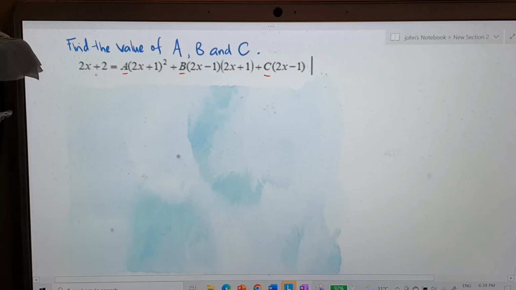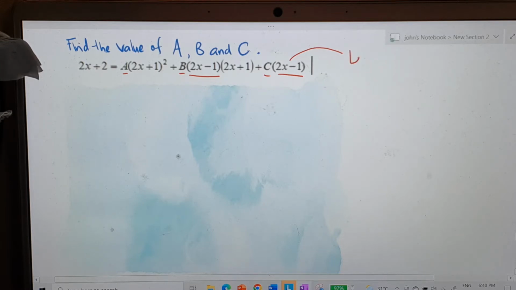Okay, so I'm going to use the substitution method to solve this. Why? Because I see that there's 2x minus 1 here, 2x minus 1 here. So if I can get rid of this 2x minus 1, I'm only left with this unknown A, then I can find A. So how do I get rid of this? Now in the earlier example, you have, I think, x minus 1, and then you sub 1 inside here. So this is very obvious what to sub. But in this case, some of you may not know what to sub.